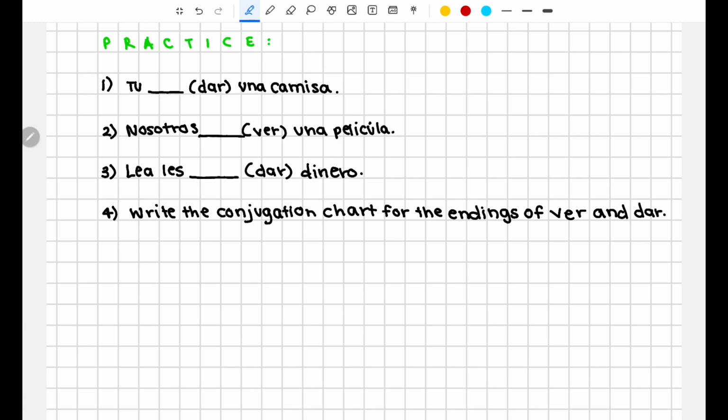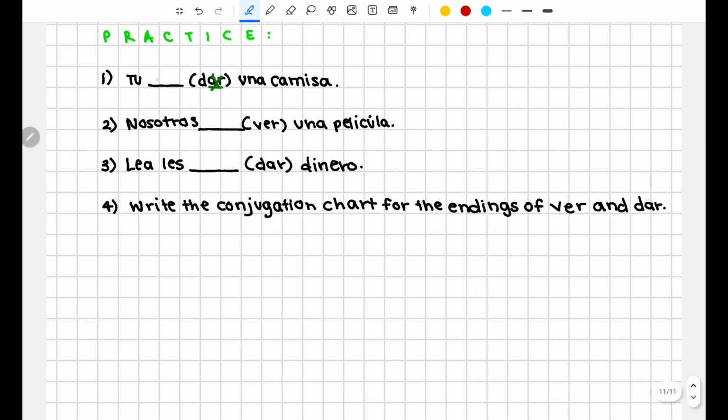All right, number 1, we have to conjugate dar for tú. So it's tú blank una camisa, you gave a shirt. In the tú form, the ending is iste. And we remember that we get rid of the AR and add in our ending. So tú diste una camisa. You gave, remember that it's gave since it's preterite, it's past tense, a shirt.